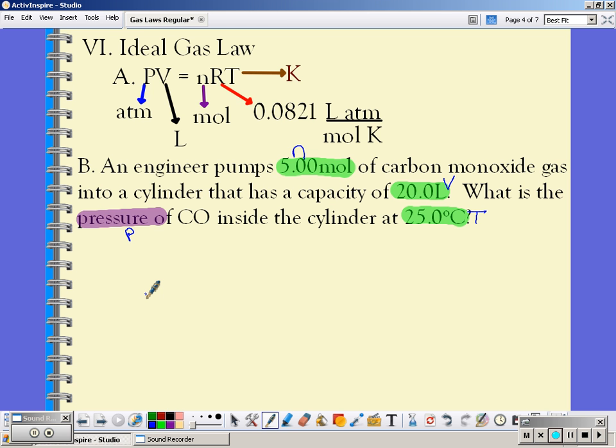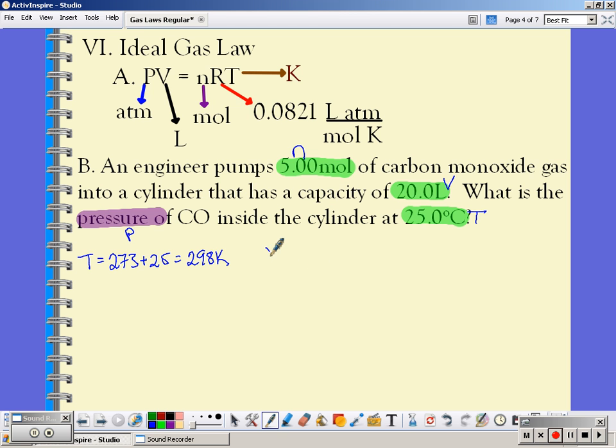My volume has to be in liters, and it is. N has to be in moles, and it is. Temperature has to be in Kelvin. So I need to convert my temperature before I can plug in my numbers. So we say 273 plus 25 degrees Celsius is 298 Kelvin. Then I can just plug in my numbers.